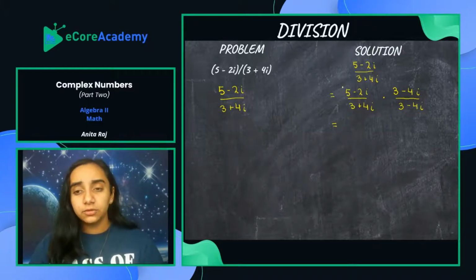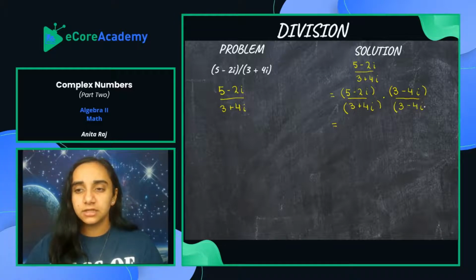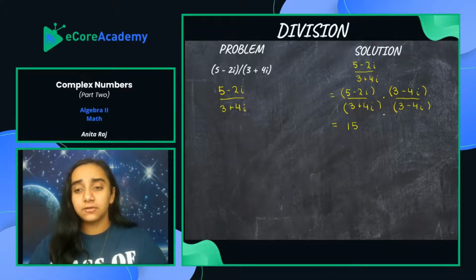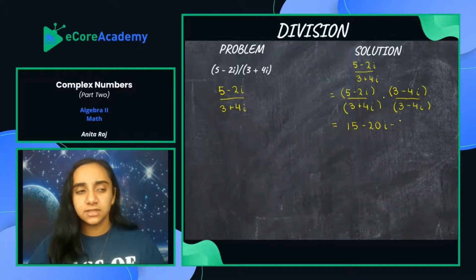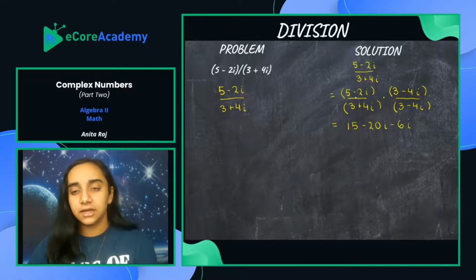We're going to multiply 5 minus 2i times 3 minus 4i in the numerator, and 3 plus 4i times 3 minus 4i in the denominator. We're just going to FOIL it. 5 times 3 is 15. 5 times negative 4i is minus 20i. Then inner: negative 2i times 3 is negative 6i. And lastly, negative 2i times negative 4i gives us positive 8i squared.